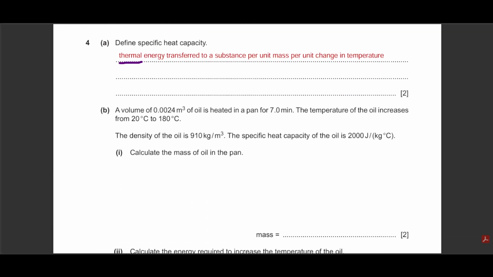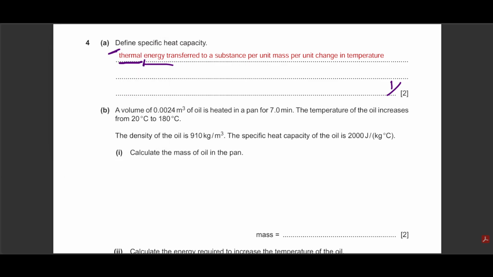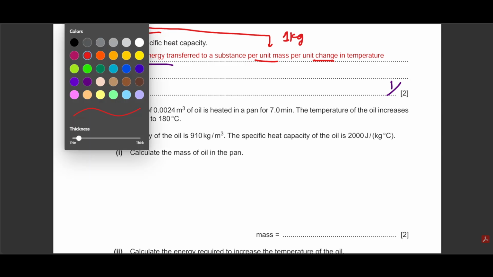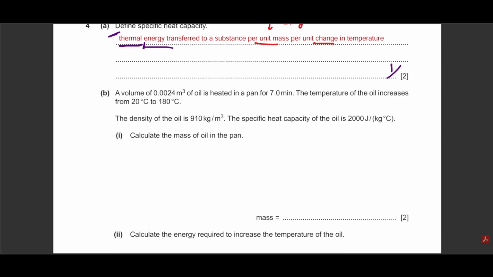Question number 4, define specific heat capacity. Thermal energy transferred to a substance. Now be advised that if you simply write down energy transferred, you will get just 1 mark. The reason I've highlighted this is that you have to write that it is thermal energy that is being transferred, per unit mass, per unit change in temperature. That's what is going to make it specific. Now, the word specific means that you're considering for 1 kg only. That is what is special about specific heat capacity rather than heat capacity alone.